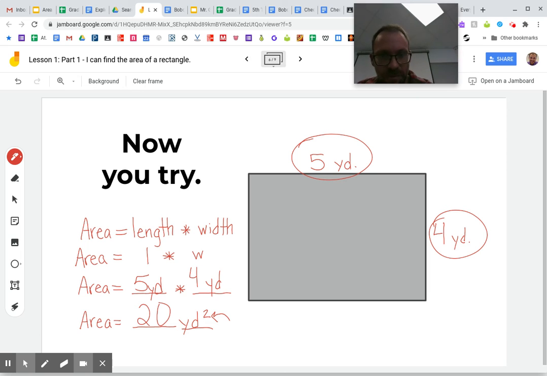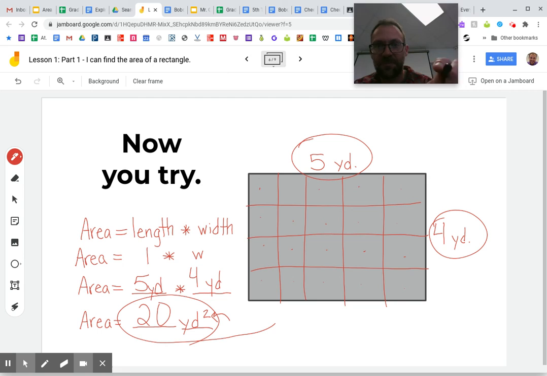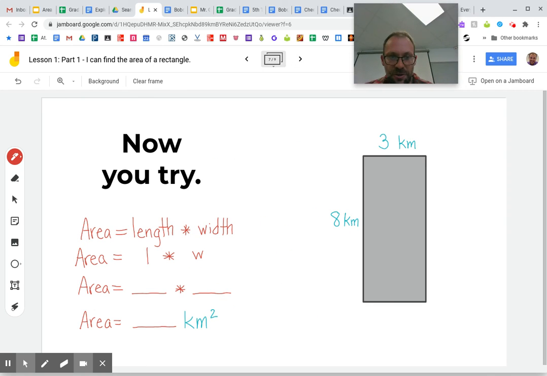And to prove it to ourselves, if we want to real quick, we could have drawn our lines and divided this rectangle up into 5 columns and 4 rows and counted up. 1, 2, 3, 4, 5, 6, 7, 8, 9, 10, 11, 12, 13, 14, 15, 16, 17, 18, 19, 20. We would have gotten the same answer. All right, try another one. Here we go. Try this one. Pause the video. Find the area of this rectangle. I'll be here when you get back, and we'll talk about the answer.